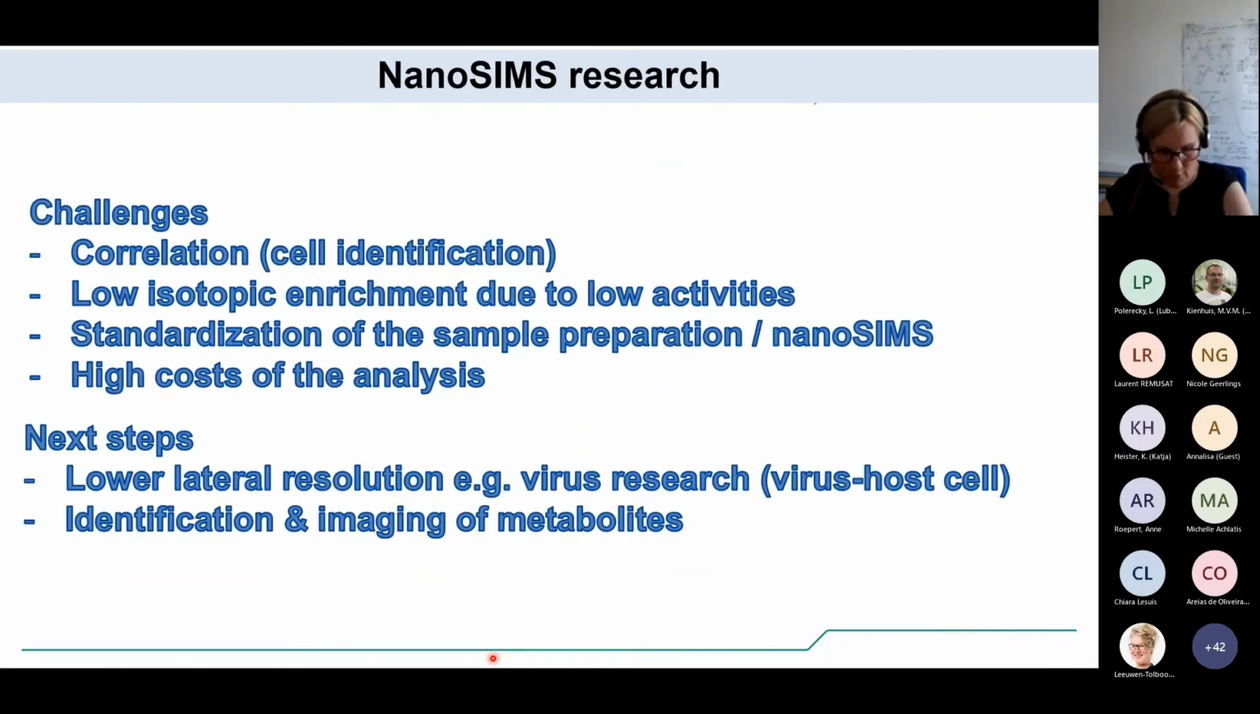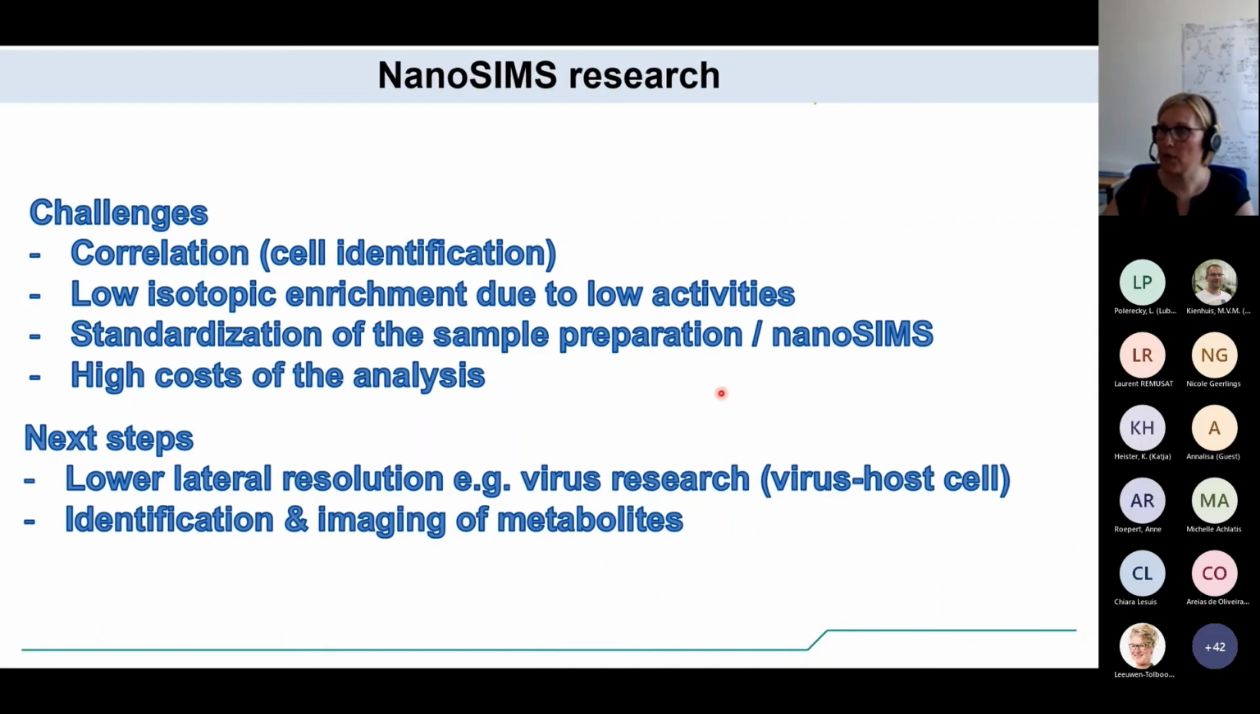At the end of my talk, I hope I did not exceed too much. I would like to point out a few challenges we confront, and one is still the correlation, which is very much sample dependent, and particularly sample identification prior to the NanoSIMS analysis. Another problem we are confronting is low isotopic enrichment. When you have low metabolic activities of cells, it's harder and harder to convince reviewers that you have actually a process of uptake, particularly these degradation processes, like the uptake of 13C from the antibiotic, like I showed you.